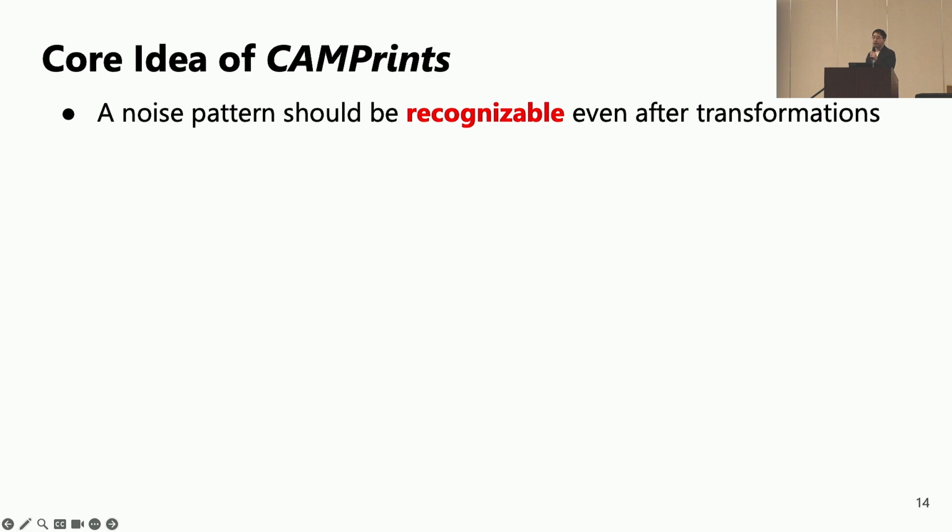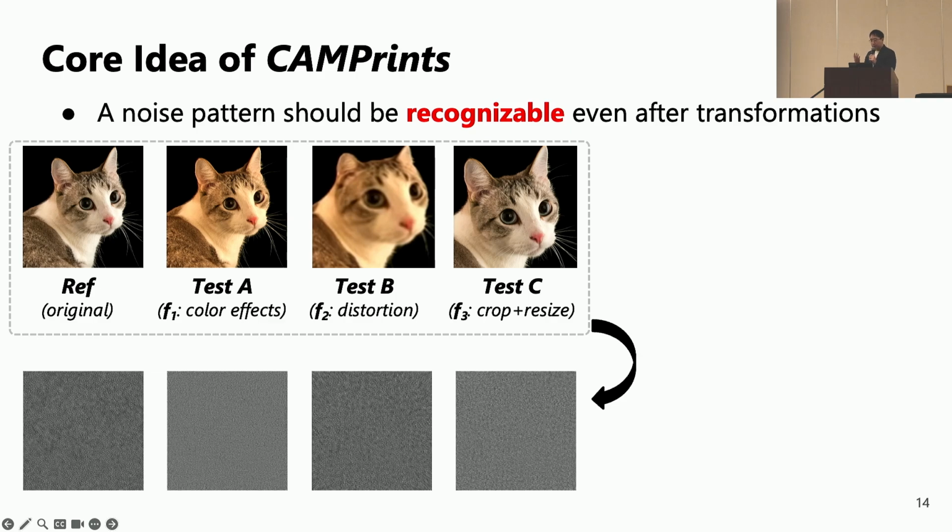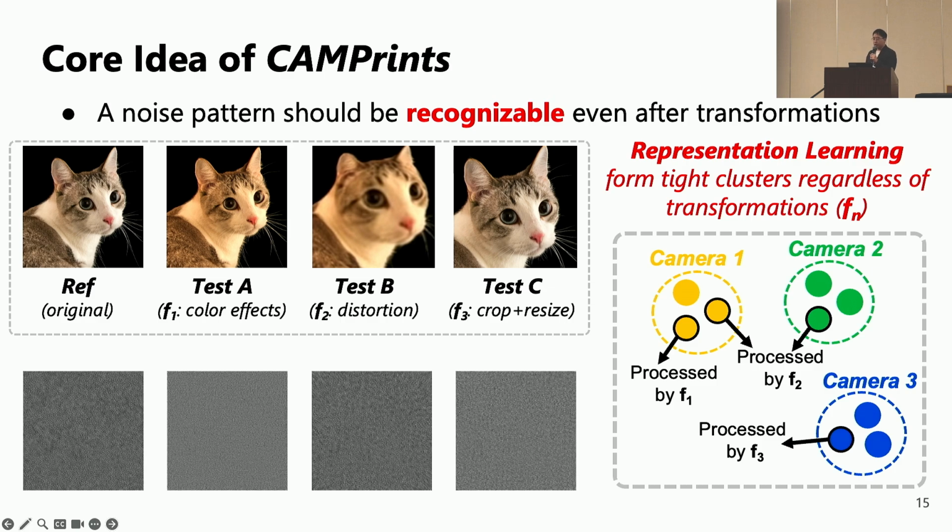The core idea behind CAMPrints is inspired by how humans recognize images. Just as a person can identify a cat despite geometric transformations or distortions, CAMPrints applies the same principle to the PIU patterns. We employ representation learning to create compact clusters for each camera, regardless of the applied transformations. For a simple illustration here, even when different transformation functions, such as F1, F2, and F3 are used, the resulting points could still form tight clusters. However, the idea is simple, but it is not easy to do, and we have encountered several challenges.